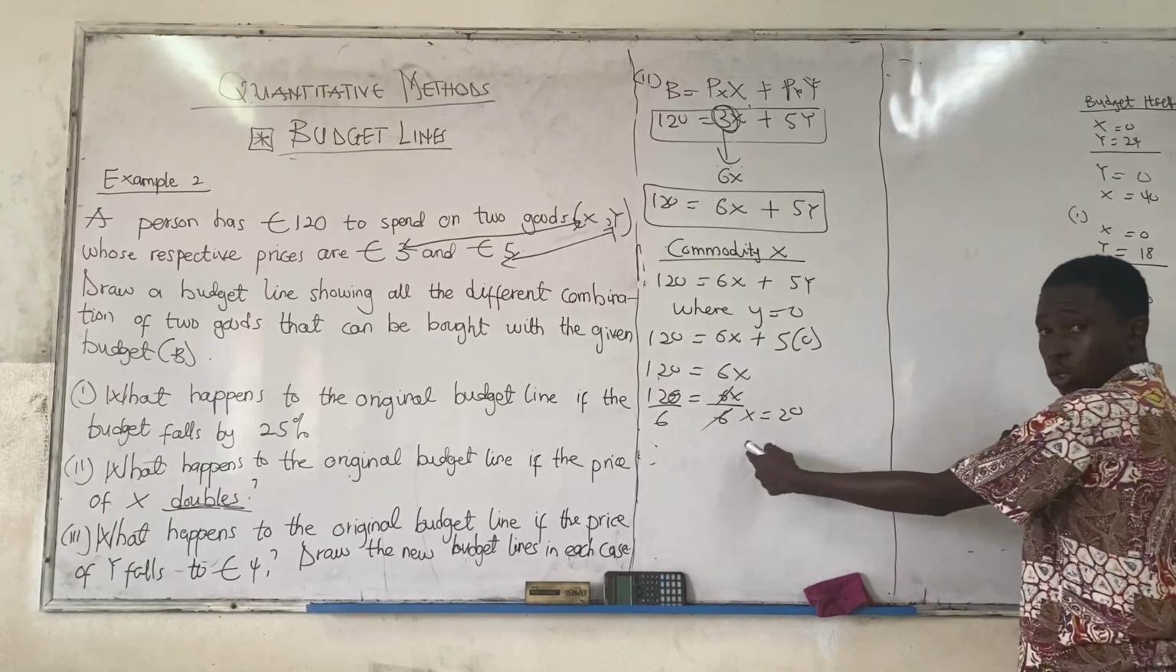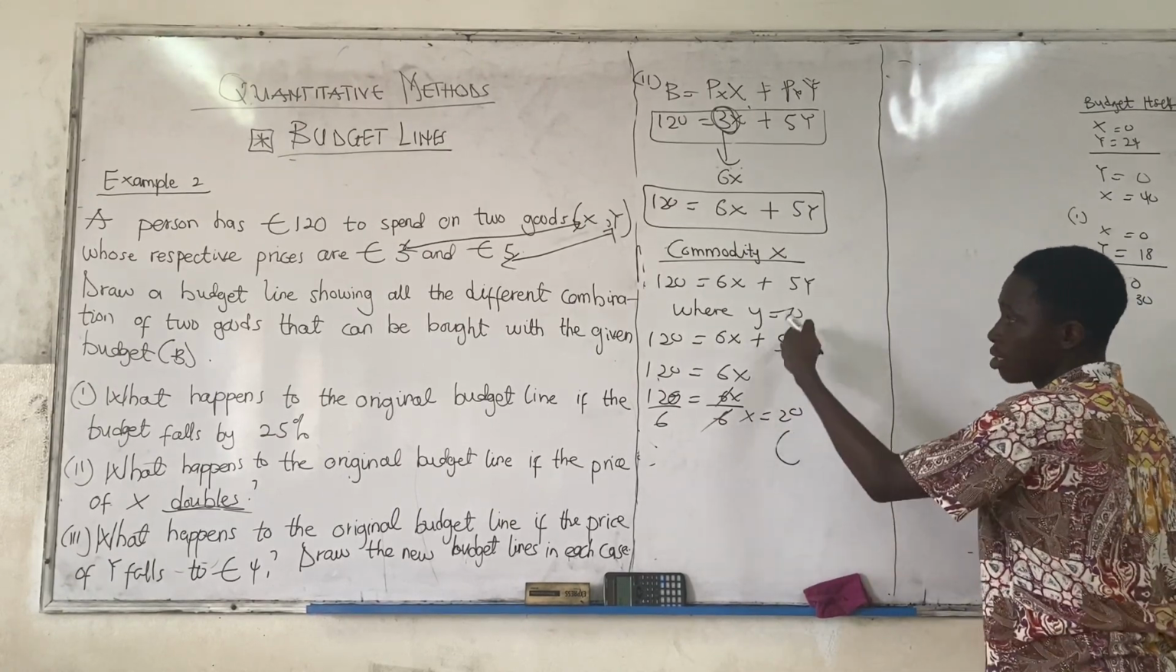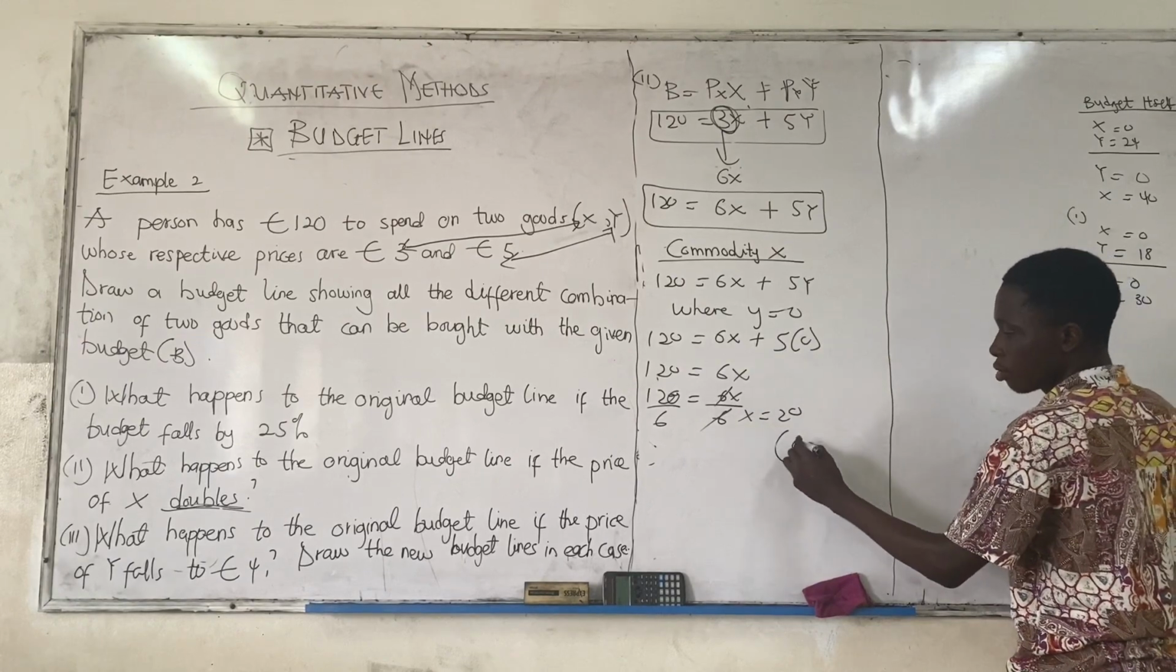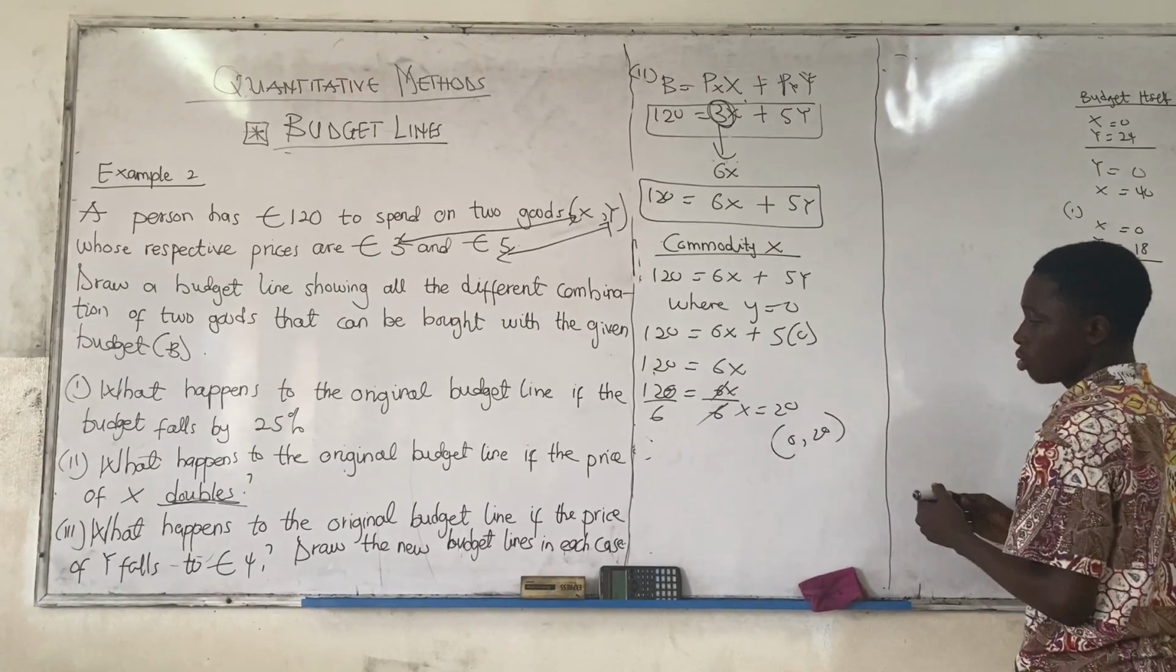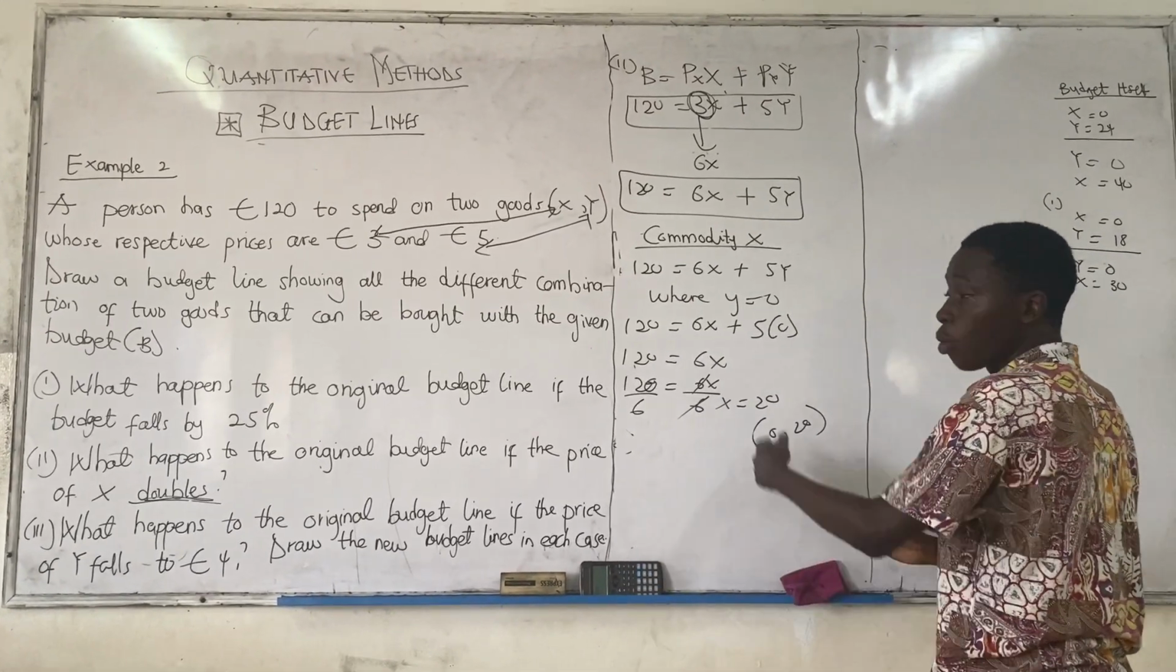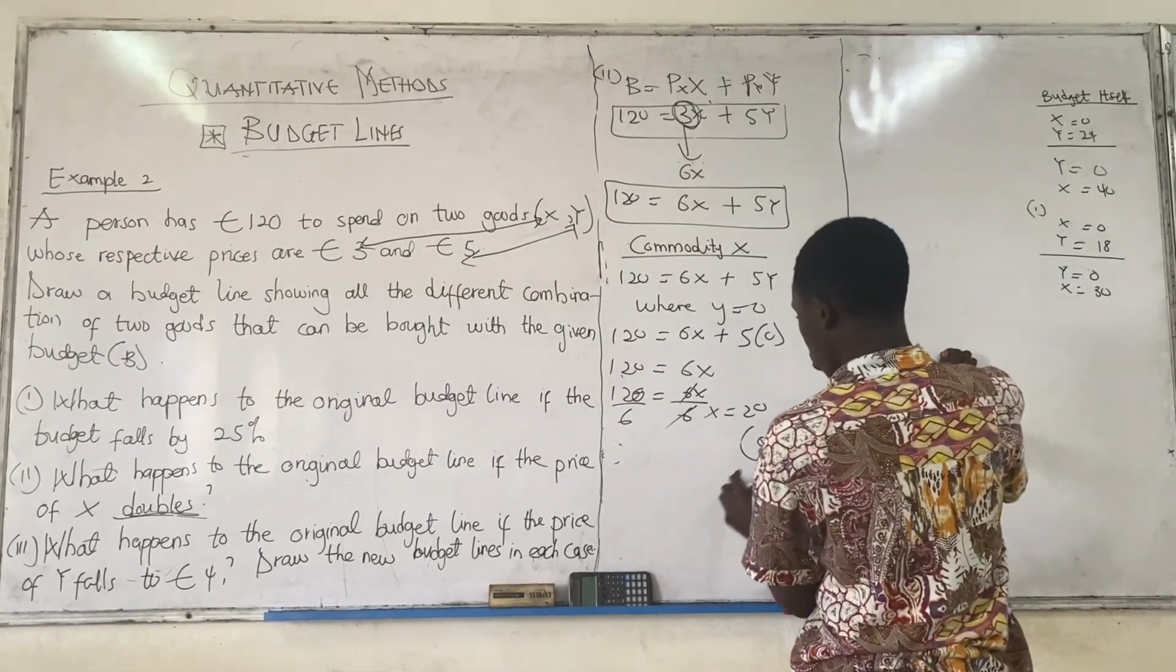Definitely, this is also going to give you the coordinates 20 and 0. So 20, 0. So you are now also going to find the commodity y also. So commodity y.